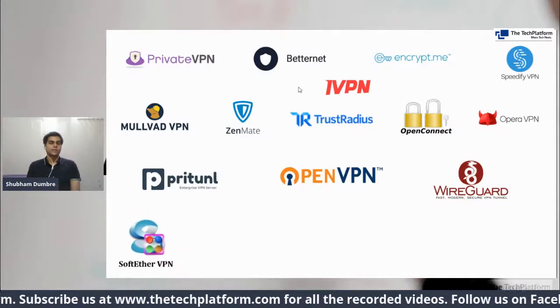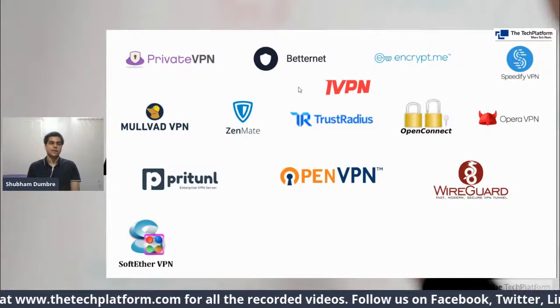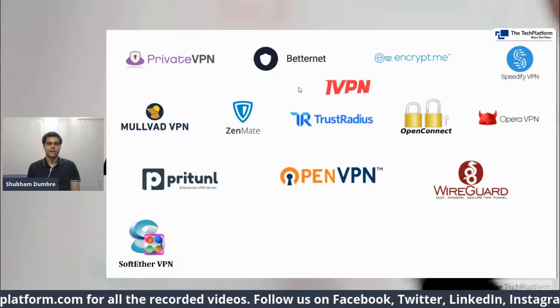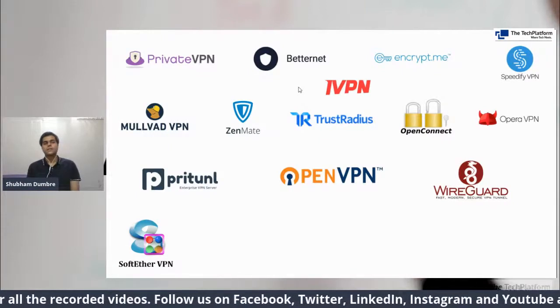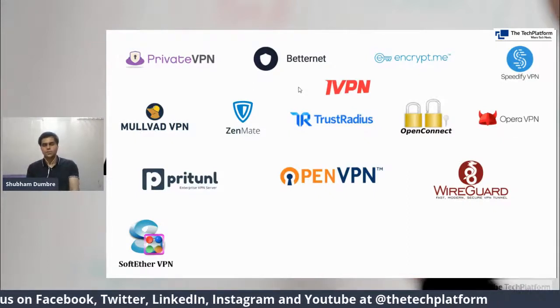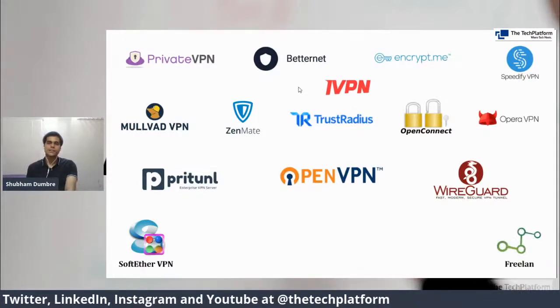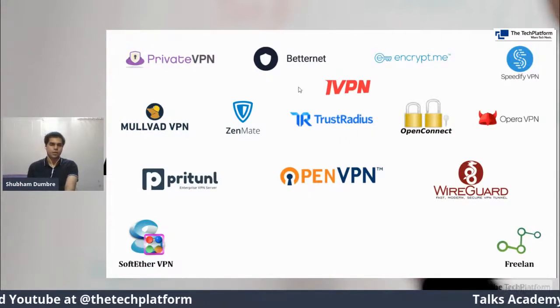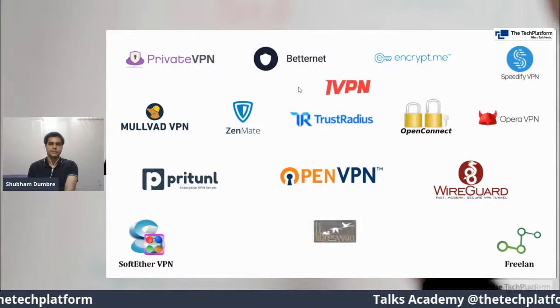Next is SoftEther VPN. SoftEther VPN is a very old name in the VPN market, again from the open source category, where similar functionalities and all are available. So SoftEther VPN. FreeLAN. This is another free open source option for VPNs, virtual private networks.